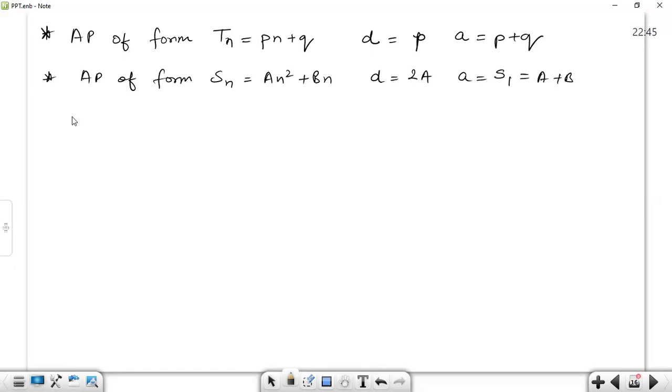So let's take a few examples. For example, if there is an AP in the form 2n plus 5, and you have to find out simply the 10th term. What will you do? Any steps? Guru, Charan and Yalini?